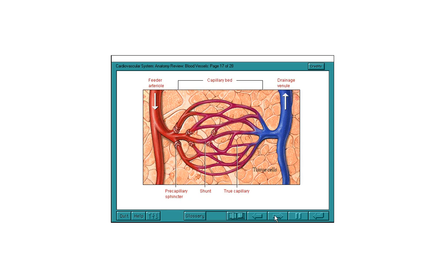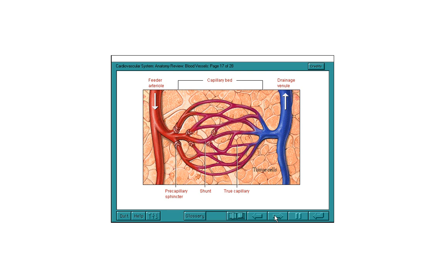Blood flow regulation occurs at the capillary beds. The feeder arteriole brings blood to the capillary bed. The shunt is a short vessel that directly connects the feeder arteriole and the drainage venule at the opposite end of the bed. Exchanges of materials take place between tissue cells and the blood in the true capillaries.